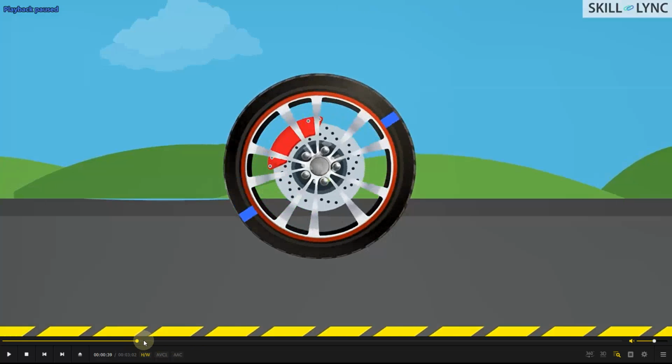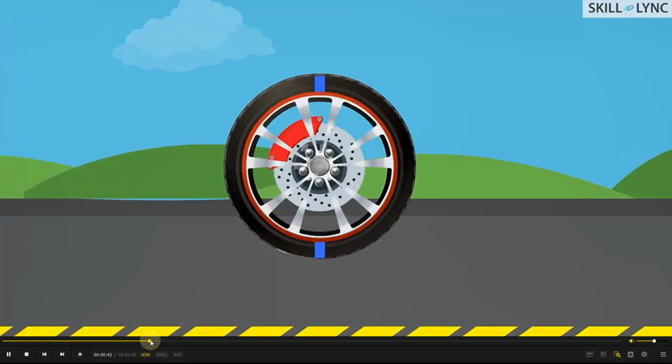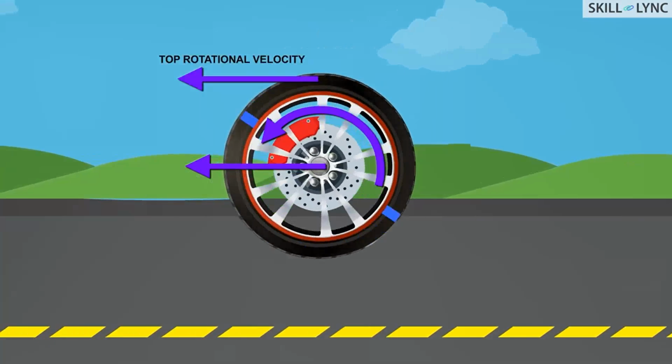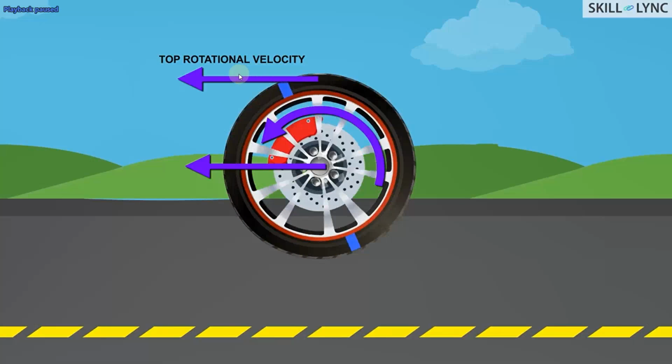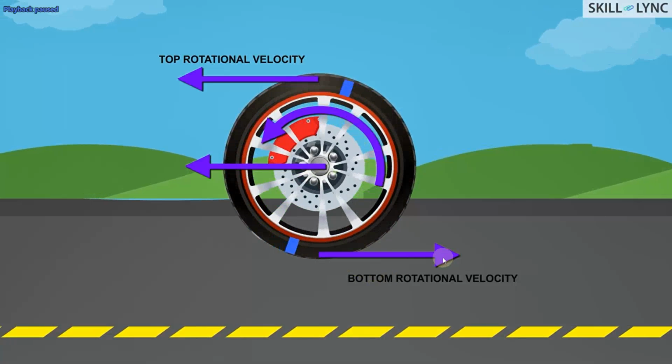So while making a turn, these are the forces that are acting on the wheel. When the wheel is rotating, we have different forces acting while the wheel is going in the forward direction. We have the top rotational velocity that is tangential to the rotation of the wheel, and we also have the bottom rotational velocity which is acting tangentially but in the opposite direction of the movement of the vehicle. So there are two different velocities, top rotational velocity and bottom rotational velocity.